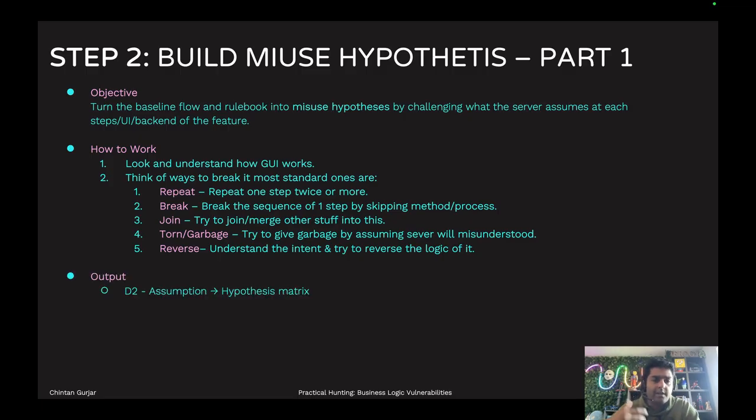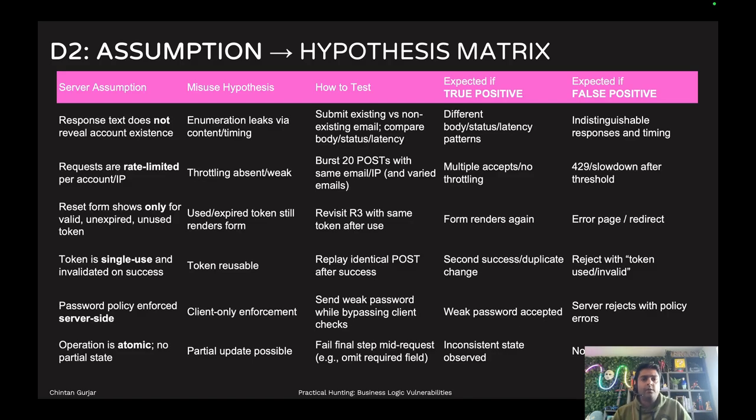Now when you do that, what is your output? You had the steps in the D1. Based on the steps, you create misuse hypotheses. So now we have a kind of table. I'm only showing the table methodology through the theoretical method, but when I do the practical, I'll show you both. How does the table look, and how does the mind map look? D2 is your hypothesis matrix, which comes from the assumptions. It will look something like this.